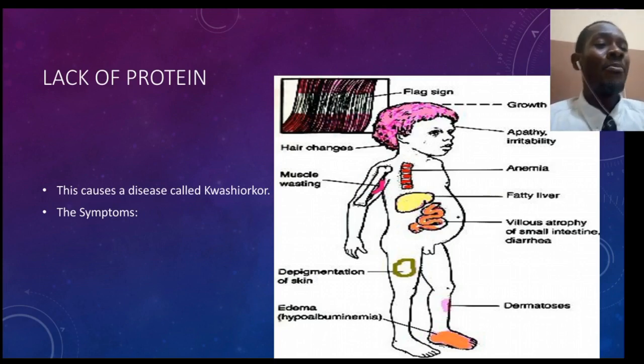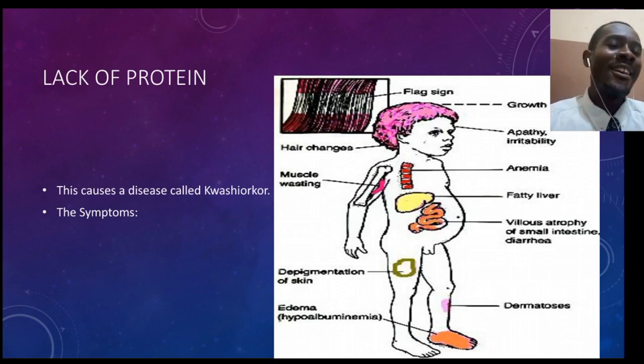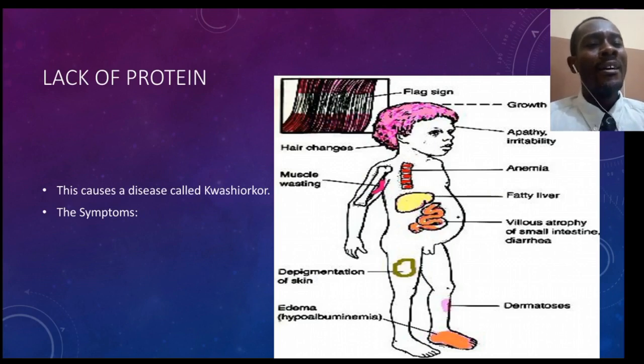The next one I want to talk about is lack of protein. Protein is very, very vital. In our previous class, you learned that protein is necessary for bodybuilding and repair of worn-out tissues. Now, when somebody is lacking protein, it causes a disease called kwashiorkor. Kwashiorkor is a terrible disease which affects almost everything in the body. As you can see the little child diagram on your screen that I pasted there, all the symptoms that could possibly come out from kwashiorkor disease are already labeled on the body of this patient who is a small child.